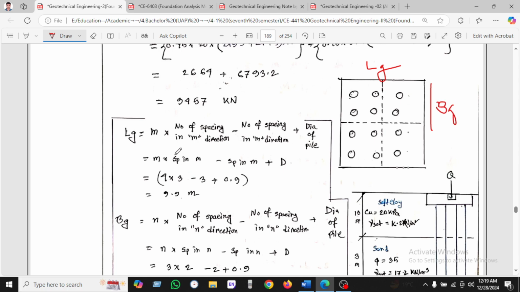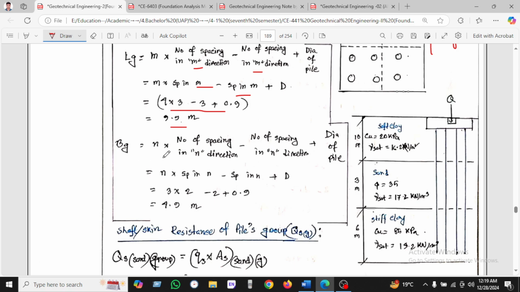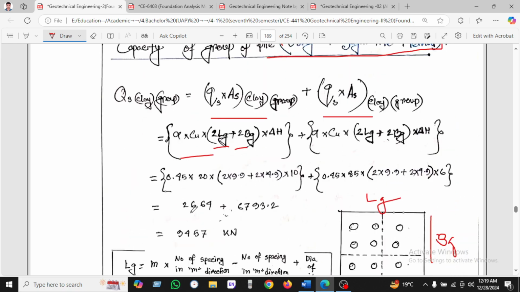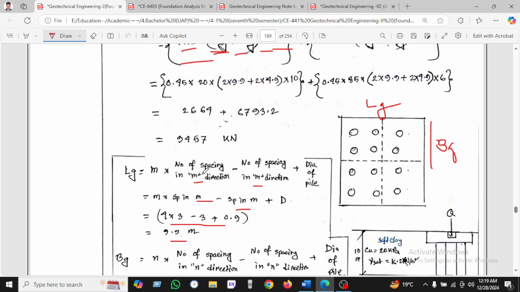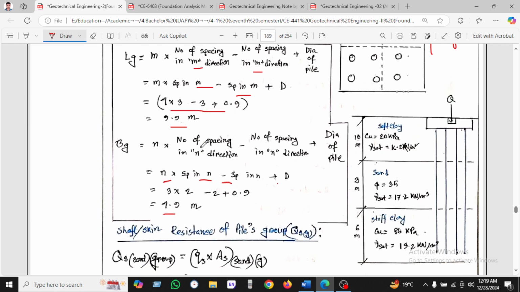So Lg, we can see the number of spacings in the n direction, in the m direction, and the diameter of the pile, and putting in these values we found 9.9. And Bg is the number of piles and spacing in the n direction minus one, into the spacing, plus the diameter of the pile, and found 4.9. And putting all these values in alpha Cu Lg Bg delta H, we found 9457 kilonewton.